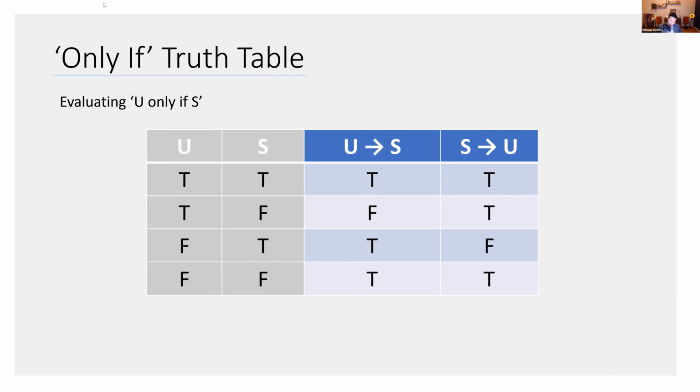Let's do one more example, okay? Let's say, it is raining only if it is cloudy. Let's say R is raining and Q is cloudy. If I say it is raining only if it's cloudy, how should we symbolize this? Can you type it out in the chat?